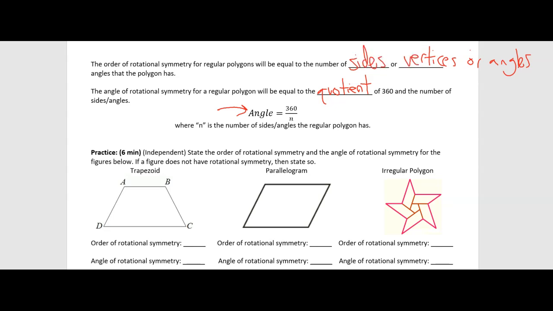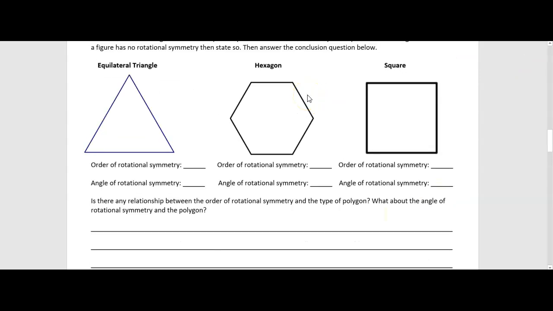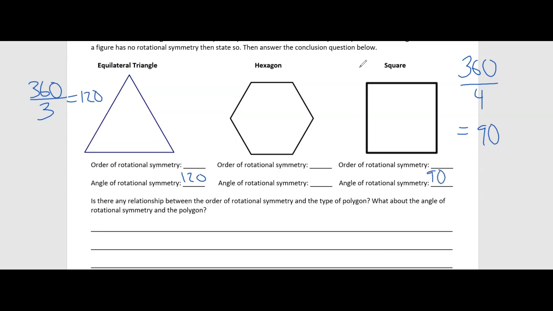Let's go back up there and talk about that real quick. The angle of rotational symmetry for the equilateral triangle would be 360 divided by 3, because there are 3 sides, which gives us our 120, which is what we had. For the square, we get 360 divided by 4, which gives us 90 degrees, which is also what we had. And for the hexagon, we have 360 divided by 6, which gives us 60 degrees, which is what the demo gave you.